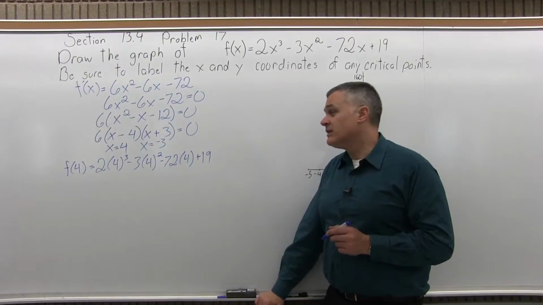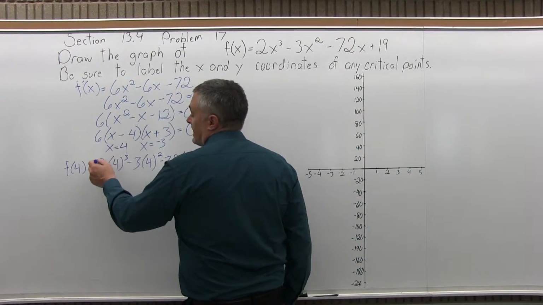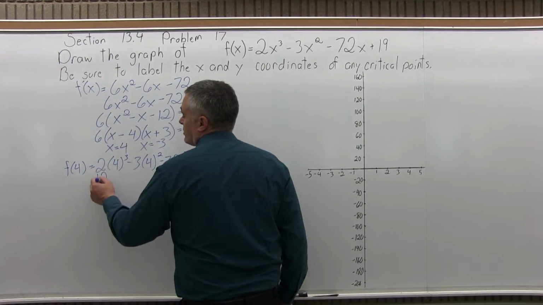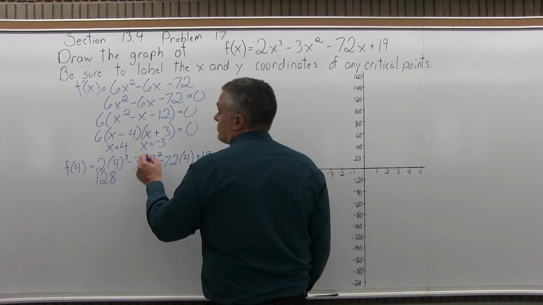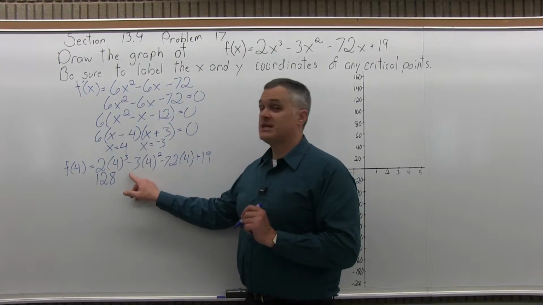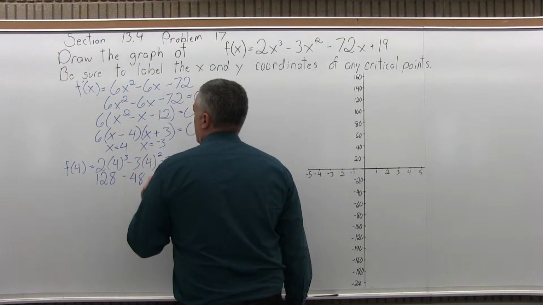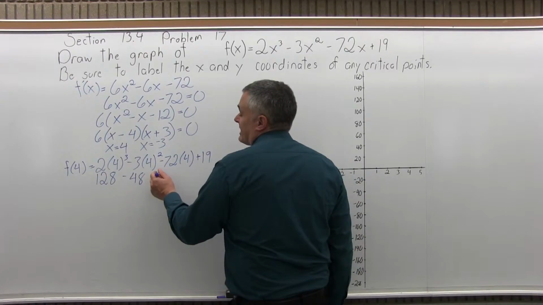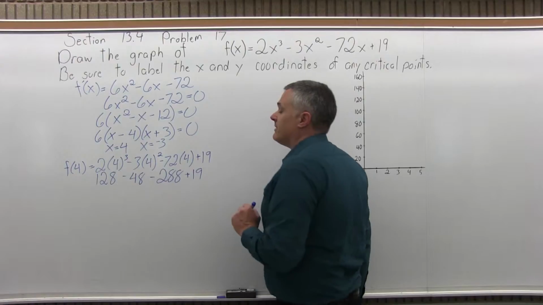So now if we start the math, 4 cubed, 4 times 4 times 4 is 64, times the 2 in front. 64 times 2 is 128, and it will be positive. The next piece, negative 3 times 4 squared, so first the 4 squared. 4 times 4 is 16 times the negative 3 in front, so I'm going to have negative 48. And then negative 72 times 4 is going to be negative 288. And finally, 19.